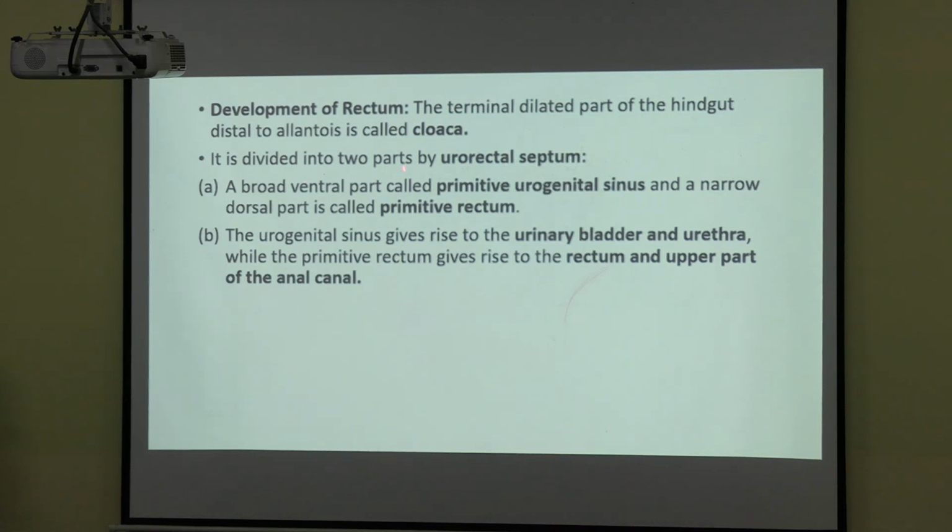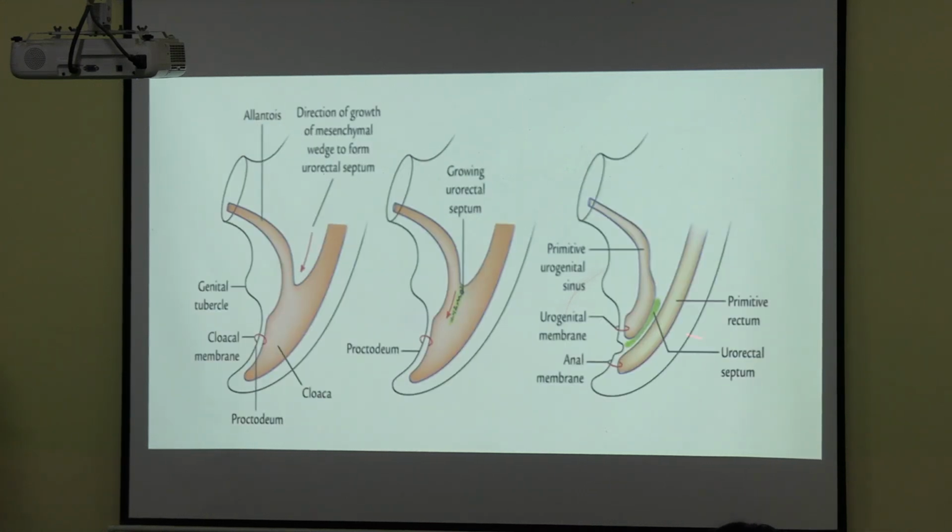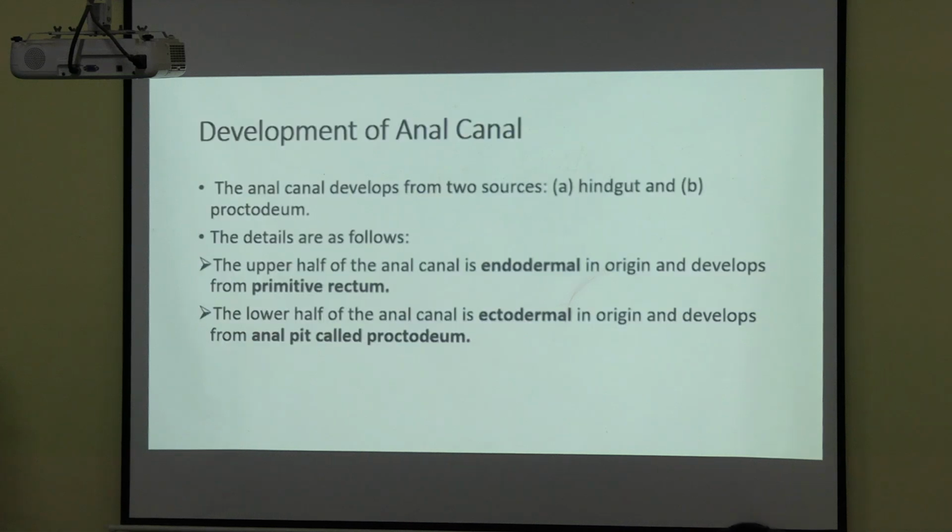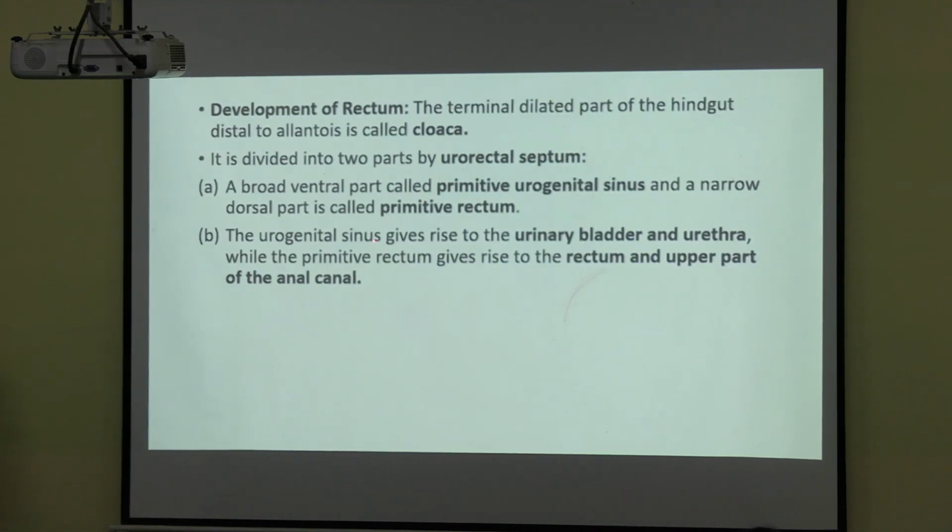It is divided into two parts by urorectal septum. A broad ventral part called primitive urogenital sinus and a narrow dorsal part called primitive rectum. This is the ventral part, which is primitive urogenital sinus, and this is the dorsal part, that is primitive rectum. The urogenital sinus gives rise to the urinary bladder and urethra. This part we have already discussed in the development of urogenital system, while the primitive rectum gives rise to the rectum and upper part of the anal canal.